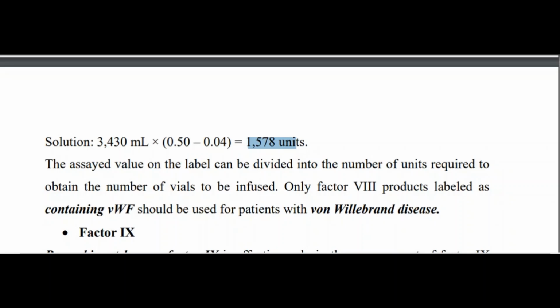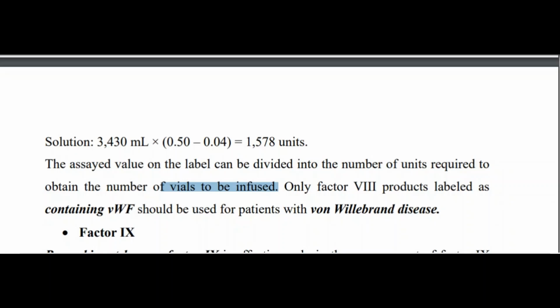So the number of units required can be divided by the assay value on the label in order to obtain the number of vials to be infused. So we have to check the label of the units, and then we divide. Of course, we can take 1,578 divided by maybe 500, if that is the number of units on the label. Then you get how many vials, or how many bags of factor 8, to be infused.